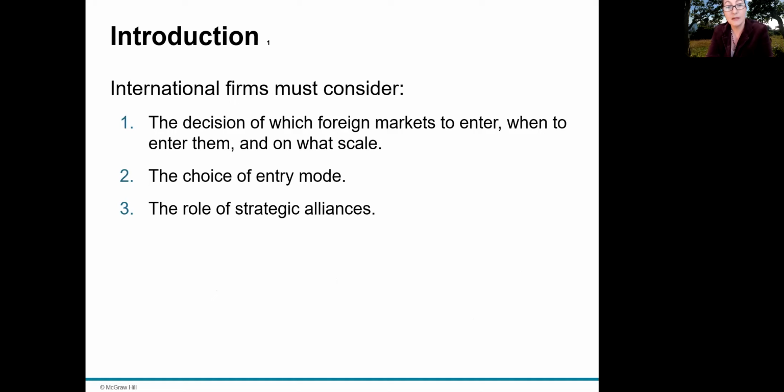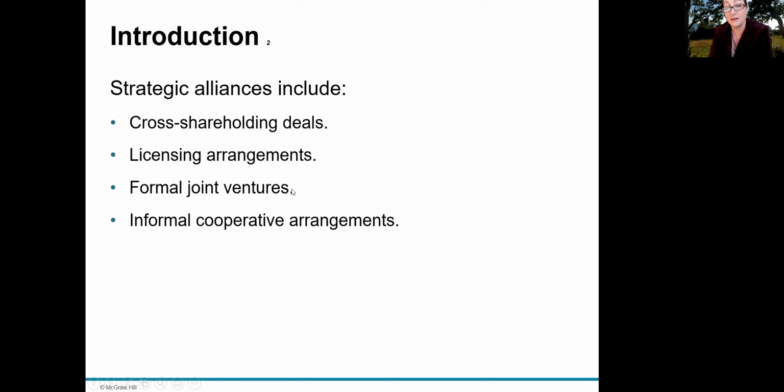All right. So when international firms decide to expand internationally, they have to decide which foreign markets they're going to enter, when to enter, and on what scale. They also need to consider the entry mode, the strategy that they're going to use, in other words, and there will need to be consideration of what strategic alliances they're going to make, if any. Okay, so strategic alliances include cross-shareholding deals, licensing, joint ventures, and more informal cooperative arrangements.